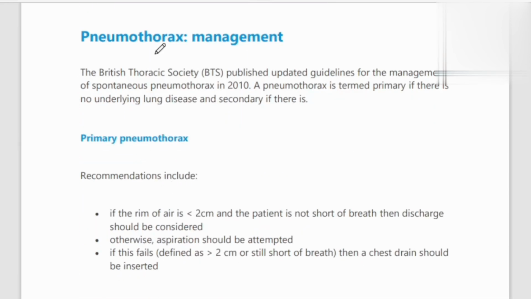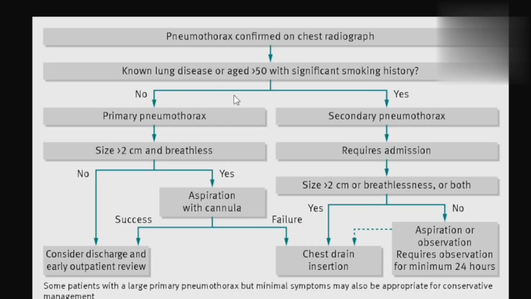So what is the management of pneumothorax? Firstly, I will discuss this flow chart. Pneumothorax confirmed on the chest radiograph. When a patient comes with symptoms like chest pain, tachypnea, tachycardia, go for the chest x-ray. If the chest x-ray confirms pneumothorax, then look for these two or three things. Firstly, whether the patient has a known lung disease, is more than 50 years old, or has a significant history of smoking, whether a smoker or non-smoker.